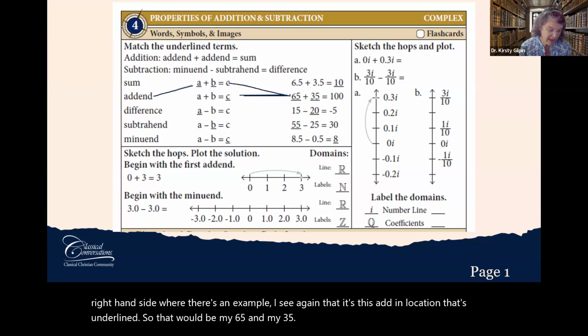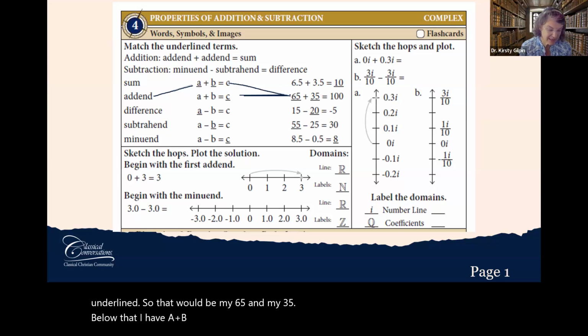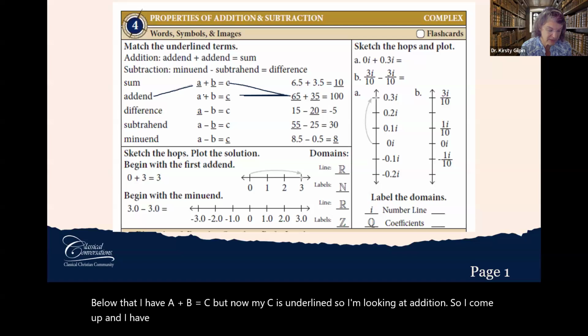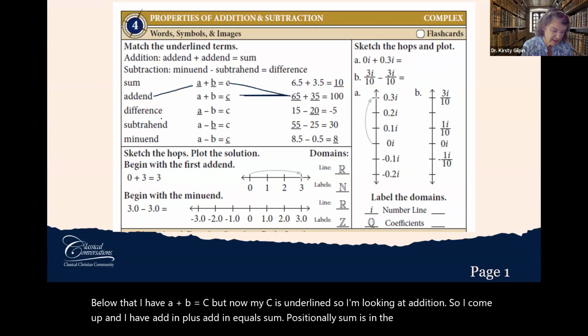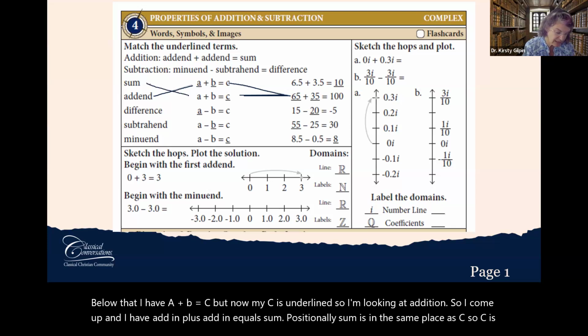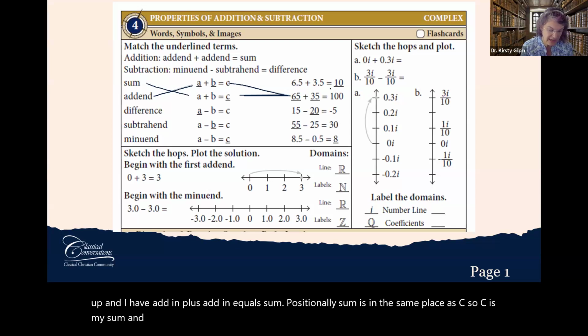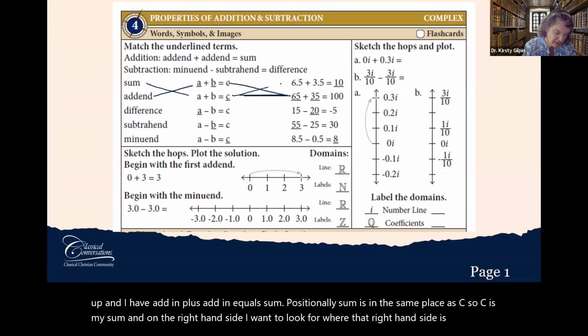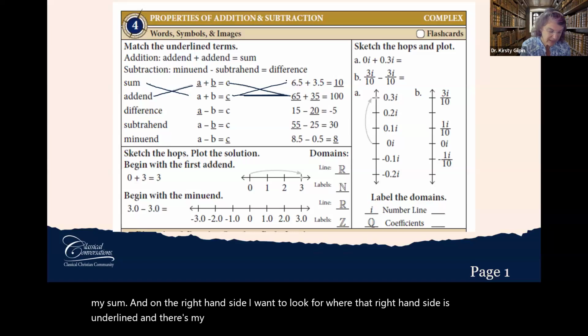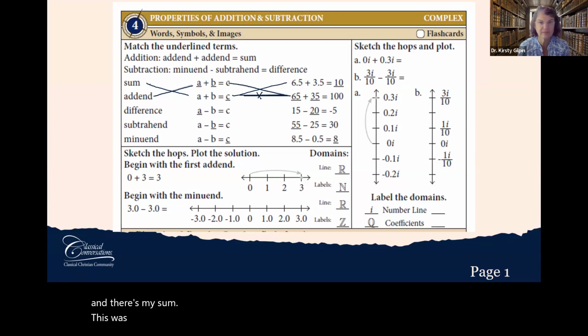Below that, I have A plus B equals C, but now my C is underlined. I'm looking at addition, so I come up and I have addend plus addend equals sum. Positionally, sum is in the same place as C, so C is my sum. On the right-hand side, I look for where it's underlined, and there's my sum. This was just an errant mark.